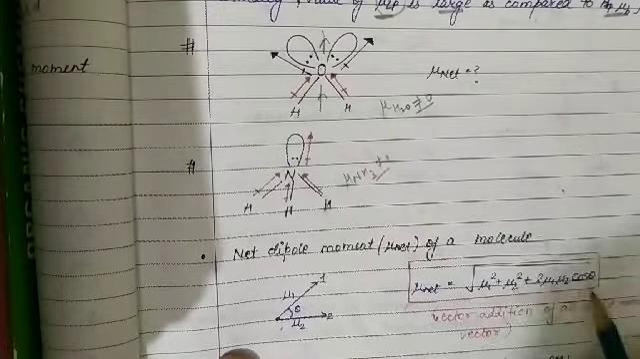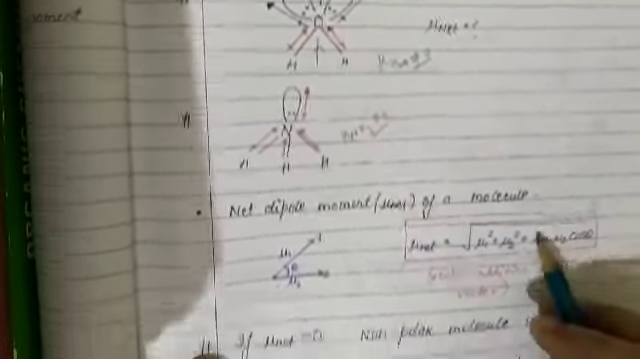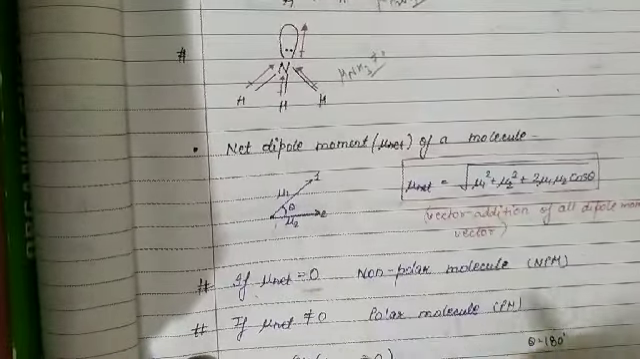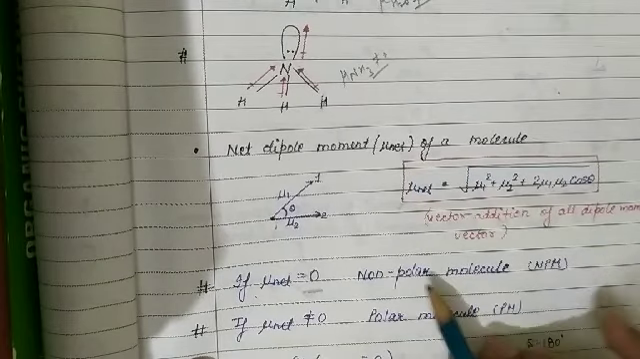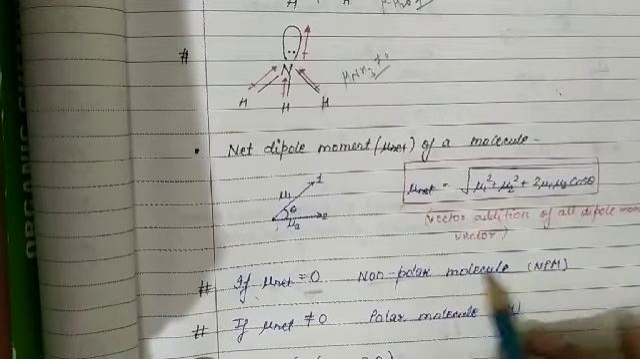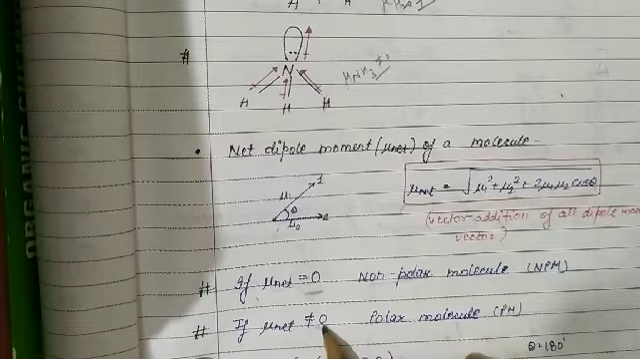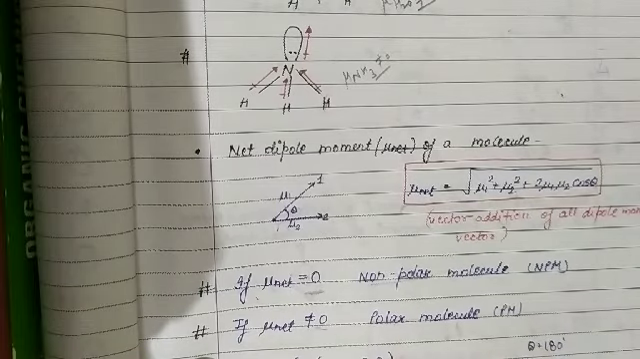This formula we will apply. Theta is the angle between vectors. See, if dipole moment is 0, then the molecule is non-polar. If dipole moment is non-zero, then the molecule is polar.